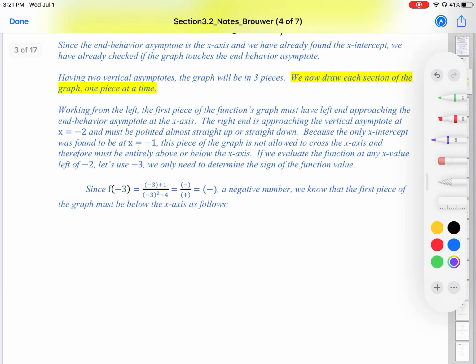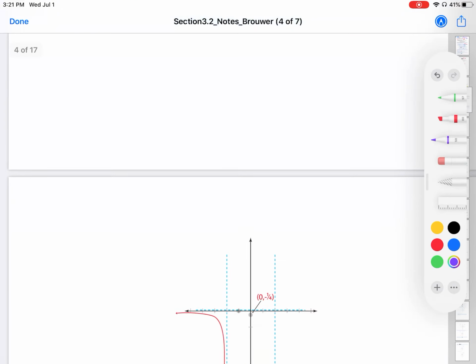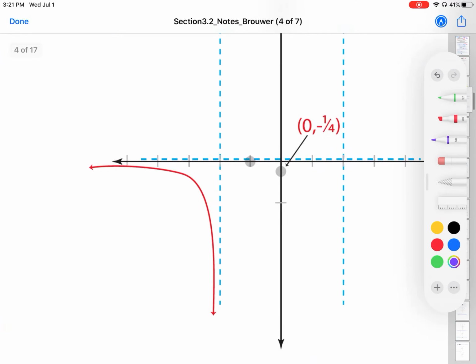All right, so we're trying -3. We see that our answer will result in a negative number, so we know the first piece of the graph must be below the x-axis as follows. So I have some negative number at 3. Therefore, we see that my line must get as close as possible to my asymptotes but never cross. So it's forced to look like that.